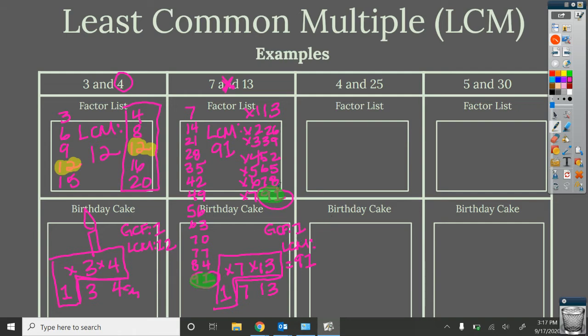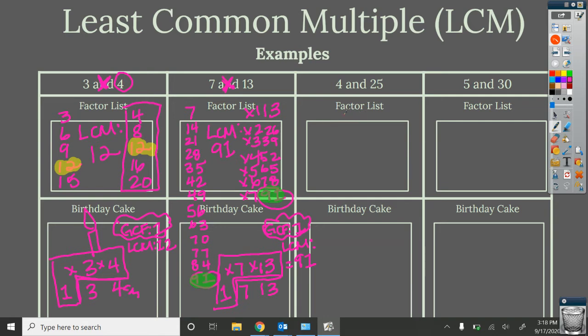So what I hope that you see here is that there's this pattern that when the greatest common factor of two numbers is 1, the LCM is the product of those two numbers. 3 times 4, 12. 7 times 13, 91. So when the GCF is 1, the only factor they share in common is 1, the LCM is their product. So let's look at this next one and see if that holds true and if we've really figured something out here. Again, pause if you are catching on and then play and check your answer with me as I go through the problem.